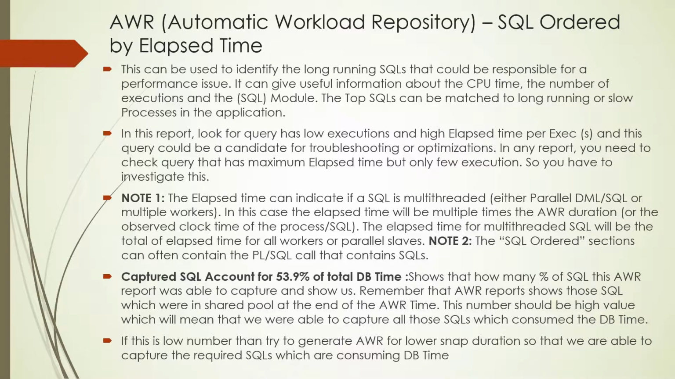Okay, captured SQLs account for 53.9% of total DB time. It shows what percentage of SQLs this particular AWR report was able to capture and show us, right? The AWR report shows SQLs which were in the shared pool at the end of the AWR time. So this number should always be high, which means we are able to capture all those SQLs. If this is low, you need to have multiple AWRs for that particular duration.